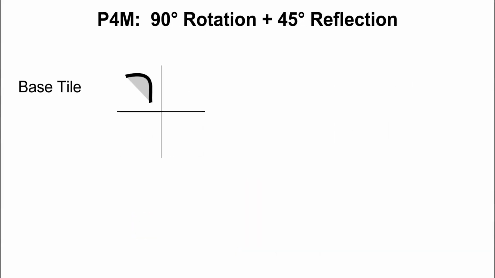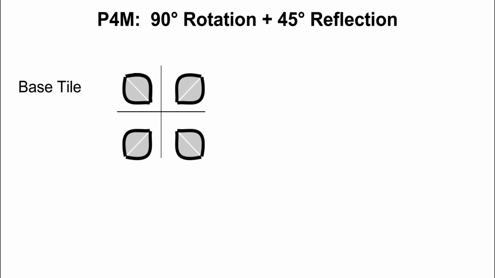P4M symmetry includes translation, 90 degrees rotation, and reflection. In other words, it is a combination of P4 and its reflection. The base tile is first rotated by 90 degrees 4 times to complete the cycle. Then it is mirrored to create the P4M pattern. For rows and columns, you may find it confusing at the start, but on the whole, it is a combination of P4 and its reflection.